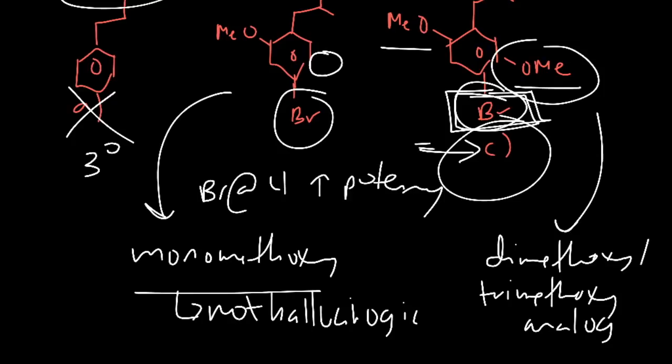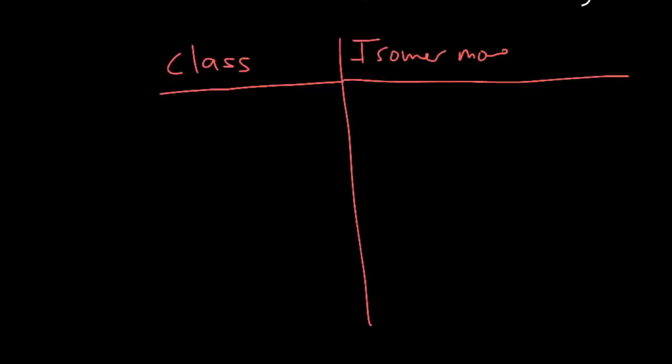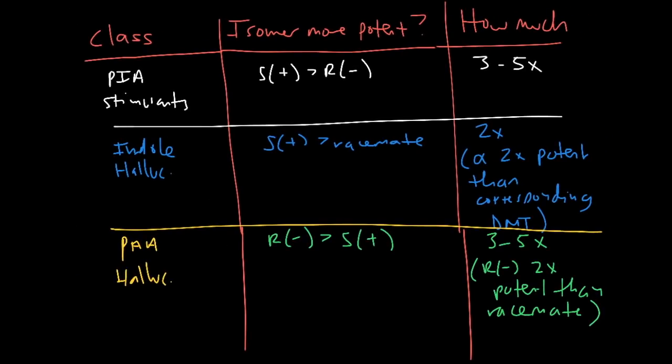So to conclude, since all these numbers with 2 to 3 times or 3 times more potent can be confusing, here's a little table for you. For your PIA stimulants, your S isomer is more potent than your R isomer by 3 to 5 times. But for the hallucinogens, it gets a little confusing. For the indole hallucinogens, which are your tryptamines, your S plus isomer is more potent than your racemate by 2 times. The alpha substitution is twice as potent as its corresponding DMT. So if he gives you the DMT, then he gives you the alpha carbon, multiply it by 2. Then if he gives you the S isomer, multiply that by 2.